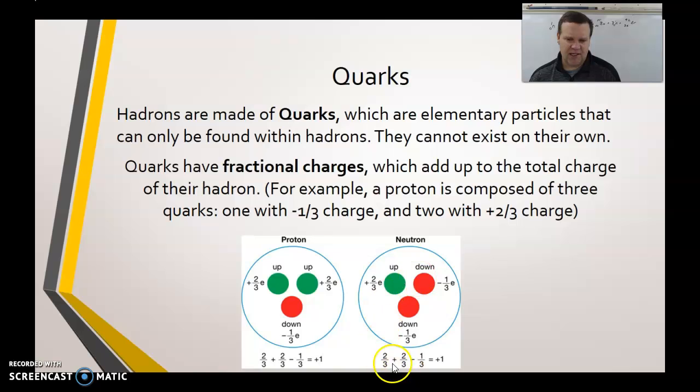One mistake here is that when you add these up, the charge on the neutron should end up being 0. That number's wrong there. It should go -1/3 and +2/3, so that should add up to 0. So that's a mistake on this image. But anyway, when you think about a quark, just keep in mind that quarks are elementary particles, and they're the things that actually make up protons and neutrons. And there are lots of different types of hadrons that can be made using quarks. It's just that protons and neutrons are the most common.